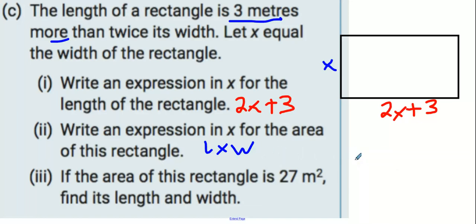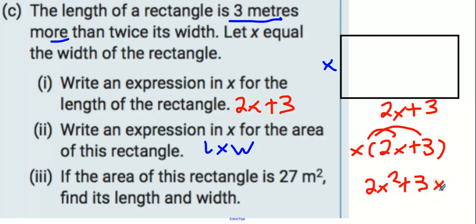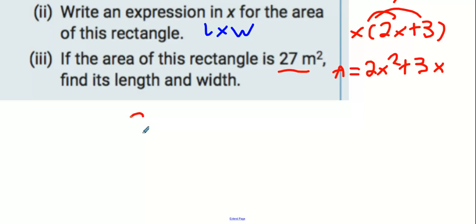Now, guys, we're going to do the same thing again. Length by width. And what's it? X times 2x plus 3. And what do we get? 2x squared plus 3x. And that's the area, isn't it? Now, in part 3, what does it tell us the area is? So what can we say then? That all of this has to equal 27.